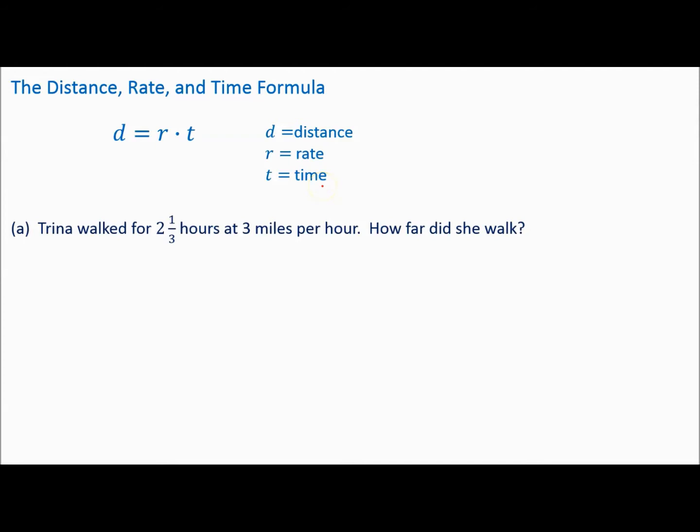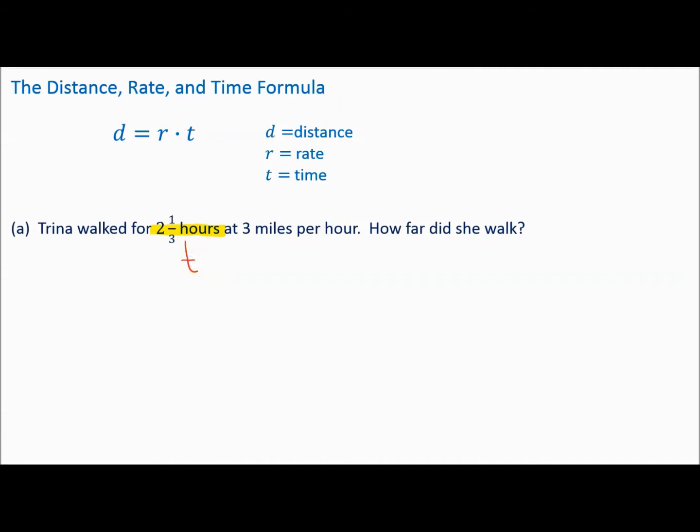So I have a problem for you here. Trina walked for 2 1/3 hours at 3 miles per hour. How far did she walk? The first thing we need to do is break down all the information that we have and identify what is what. So if she walks 2 1/3 hours, we know that's going to represent our time.